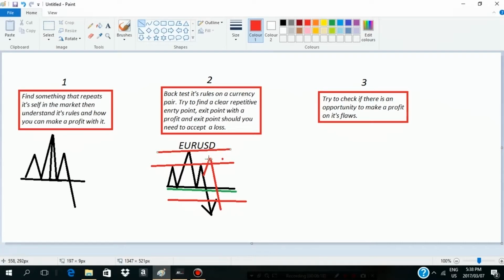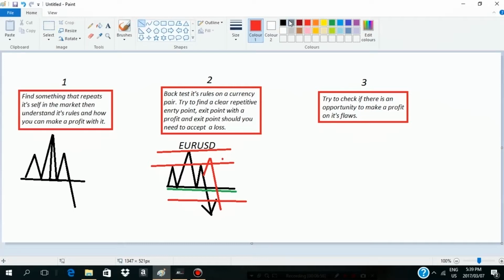Why? Because there is still a possibility that it could come down, because we have studied this currency pair and we know that this is how it behaves at times. Now, once you know how it behaves at times, you can plan around it to make sure that you get the best possible outcome using what you have found. Now that you have found your clear entry point, clear exit point, and clear point in which you need to accept a loss, you need to try and check if there's an opportunity to make a profit on its floors.